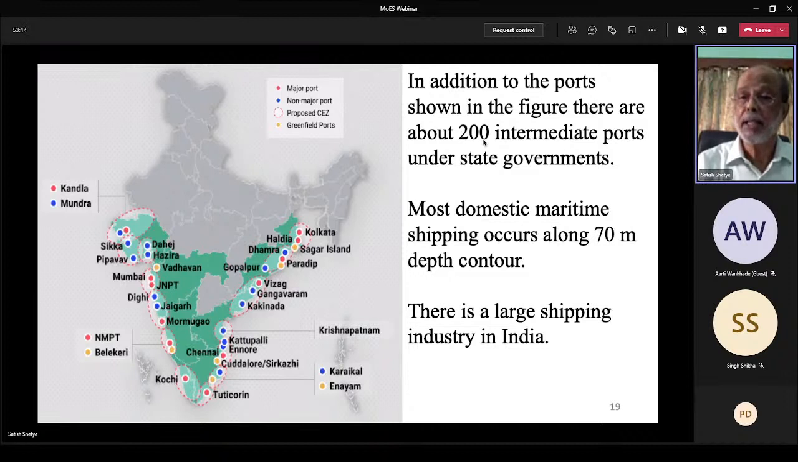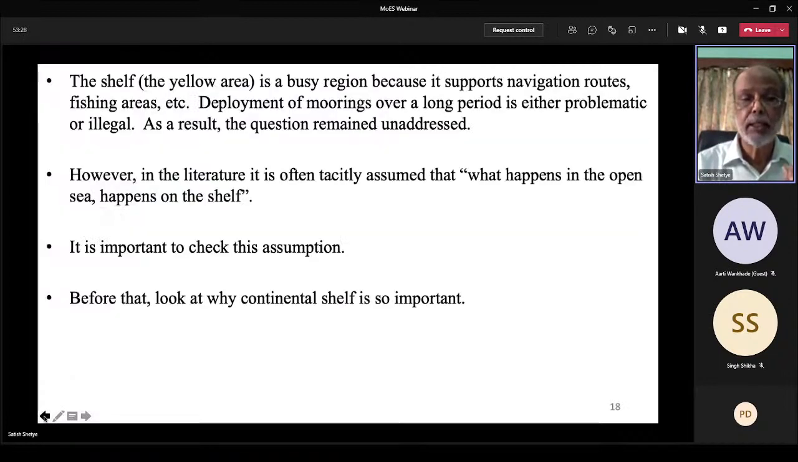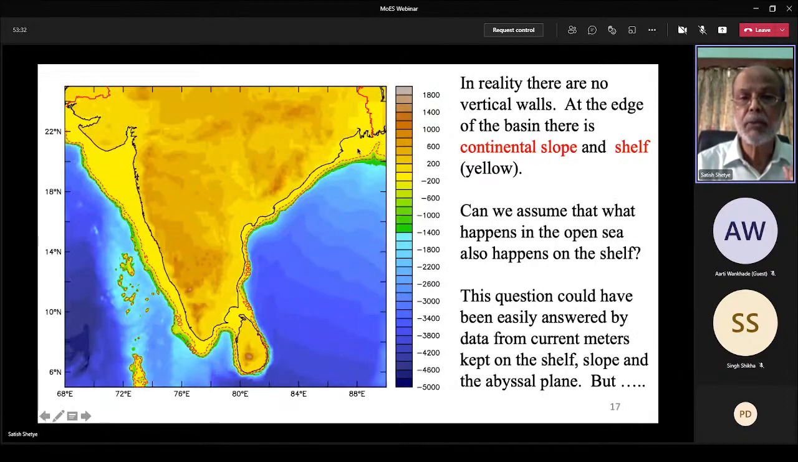Most of the domestic maritime shipping occurs between these ports, and that occurs primarily at the depth of about 70 meters. Now, 70 meters means a line which is between this red line and the coastline. So somewhere in between, all these ships are plying.